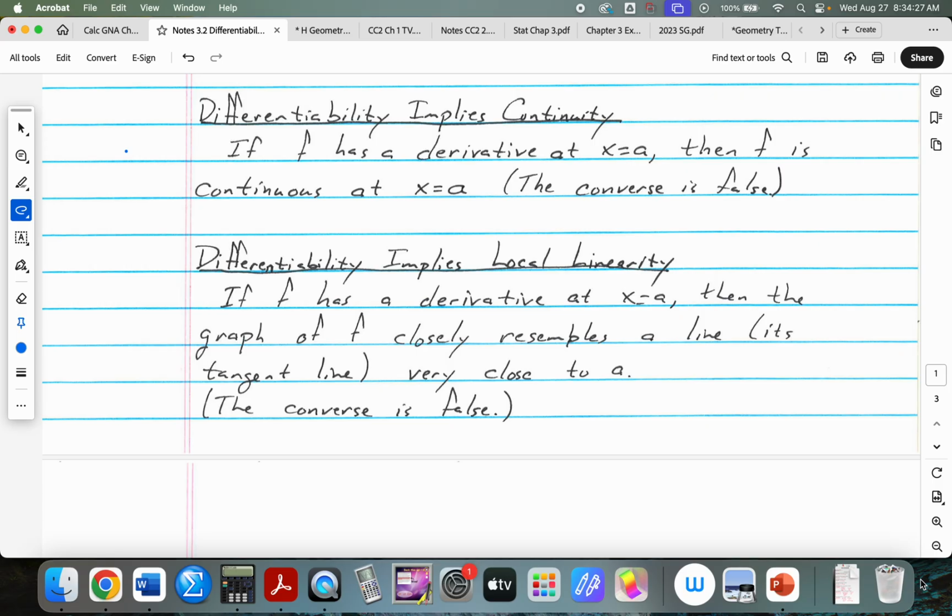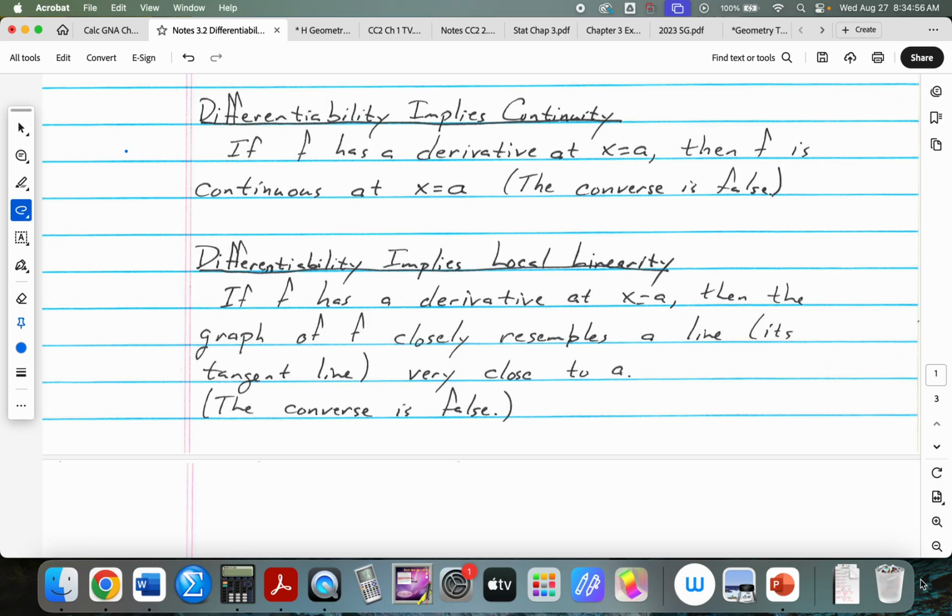Okay? The other thing that differentiability implies is what's called local linearity. This doesn't get tested very much, but as an idea, it's an important idea. If f has a derivative at x equals a, then the graph of f closely resembles a line. What line does it resemble? It resembles its tangent line when you get very close to a.